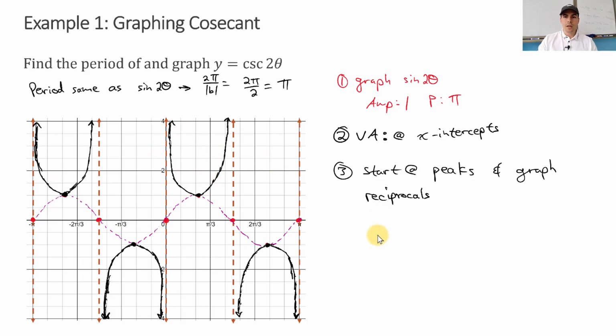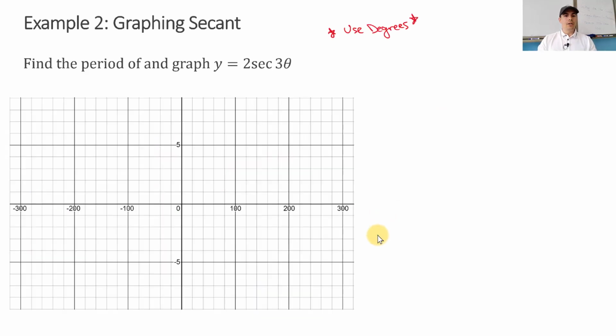Okay. All right, you guys go ahead now, using degrees for this one. Find the period of and graph y is equal to 2 secant 3 theta. Pause the video, see if you can't figure that out. And use this scale here when you create your graph. We have degrees on my x-axis, or my theta, my horizontal axis, and then my y-axis here.